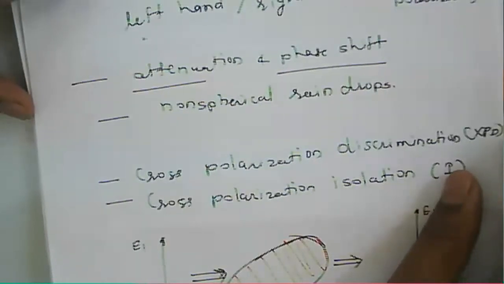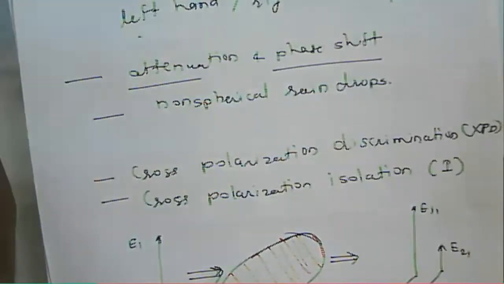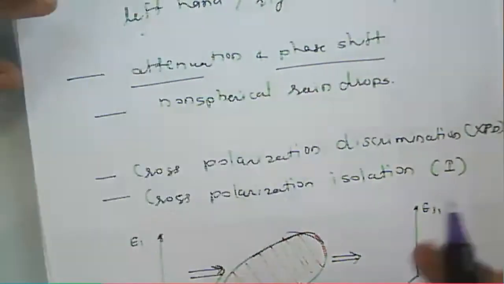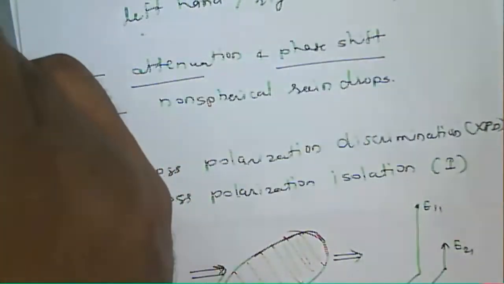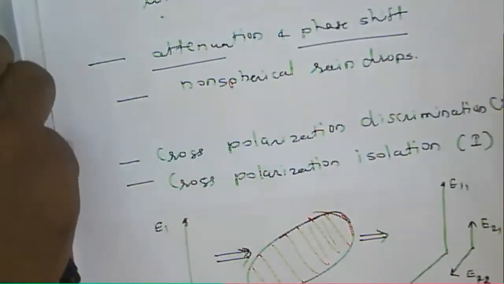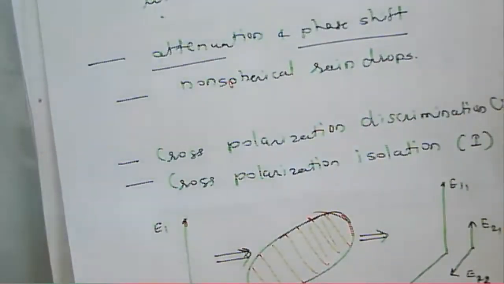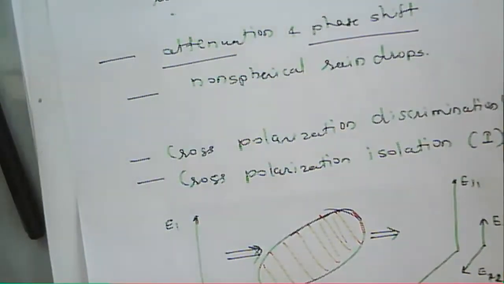Today we will see depolarization. Depolarization occurs because of the attenuation and phase shift while transmitting the signal. Because we have non-spherical raindrops there, that's why the depolarization occurs.